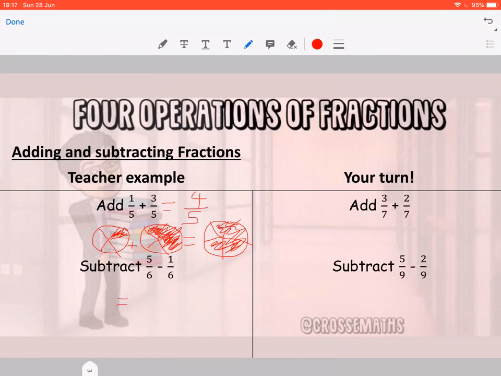Okay, same thing on the bottom if taking away. I've got 5 sixths, I take away 1 of those 6, I end up with 4 sixths left over. Okay? 4 sixths also simplifies to 2 over 3 if you want to simplify that down. Okay, it is literally that straightforward.